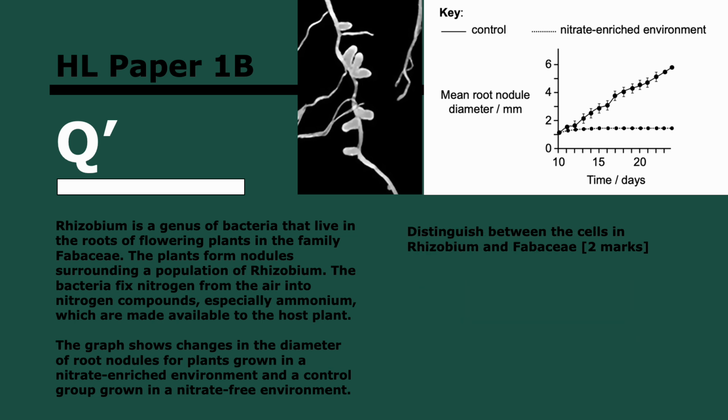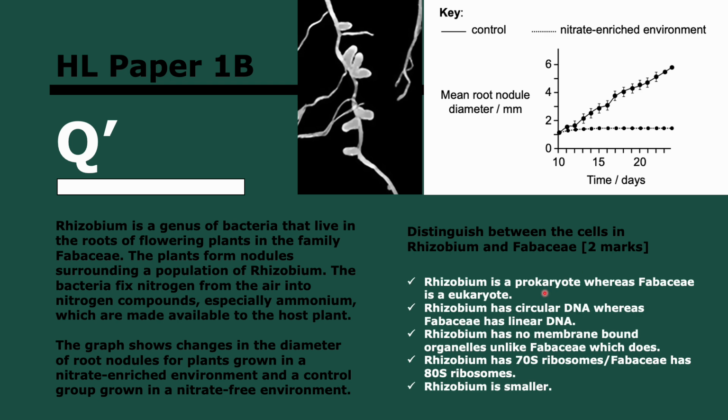So the next part is distinguish between the cells in Rhizobium and Fabaceae. So 3, 2, and 1. So Rhizobium, they're telling us it's a bacteria, so it's a prokaryote, whereas Fabaceae is a plant, so it's a eukaryote. Those are two main things, right? And then you can just start listing differences between prokaryotes and eukaryotes.